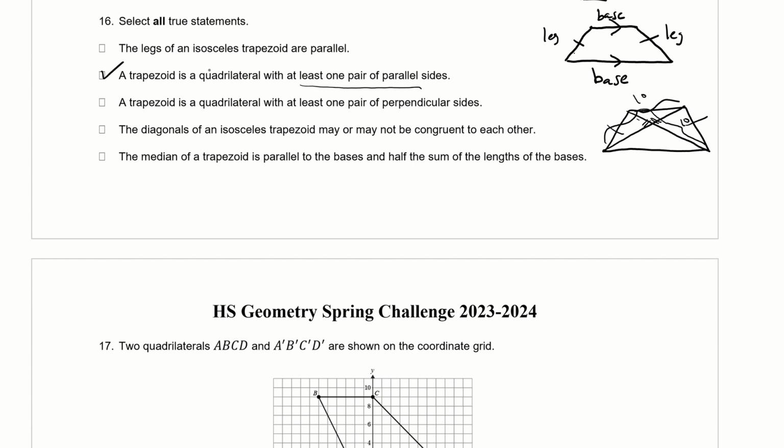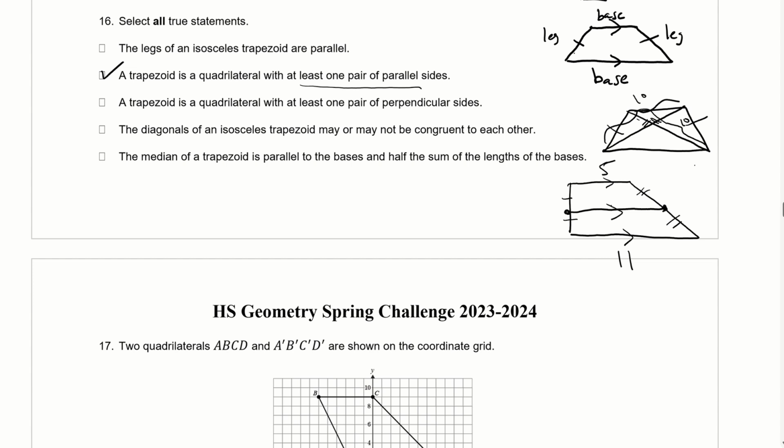The median of a trapezoid is parallel to the bases and is half the sum of the lengths of the bases. This is for any trapezoid. For example, you could have a trapezoid like this. If this is 5 and this is, for example, 11, then I draw a line that is the median, or the mid-segment. It cuts this in half and it cuts this in half. Then this is going to be parallel to the bases, so that's true.